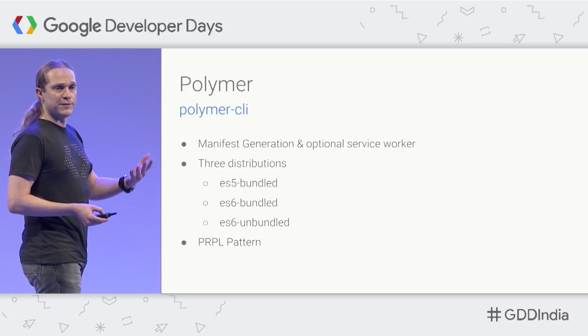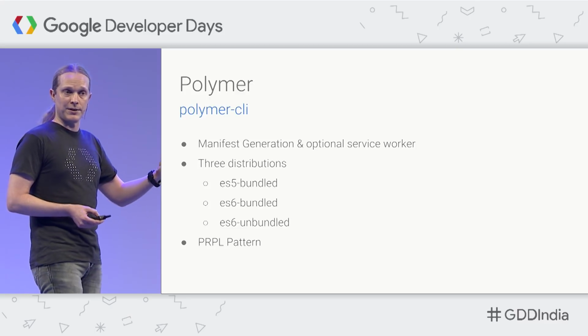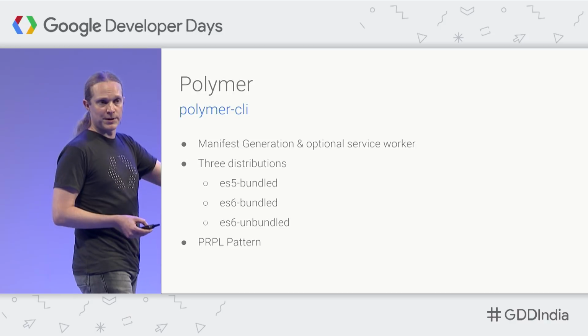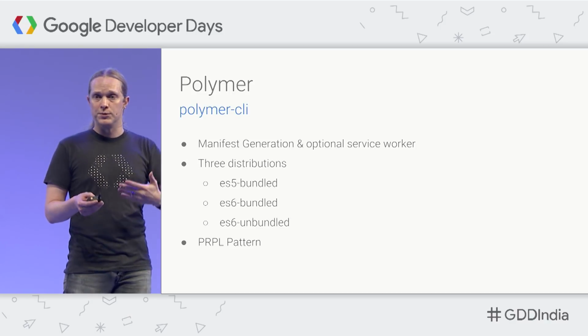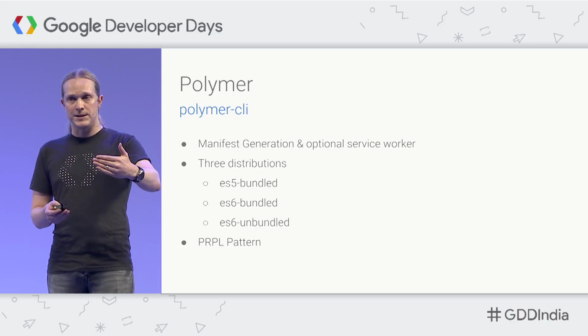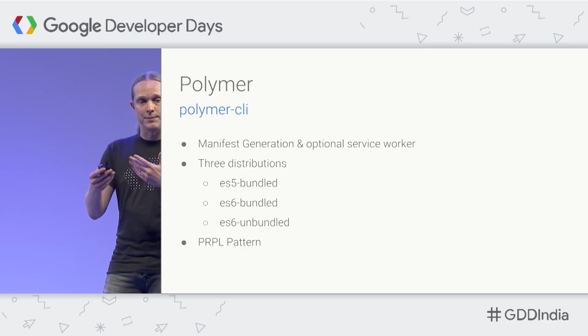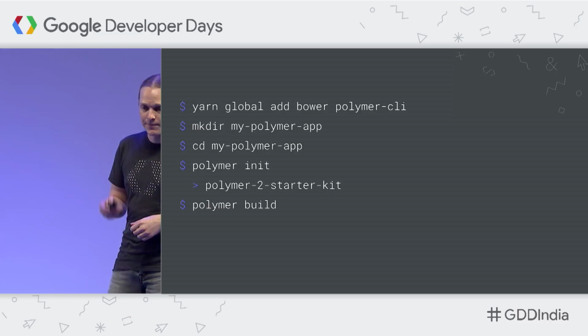Polymer CLI also gives you an implementation of the PRPL pattern out of the box. So there is a server that comes with the Polymer CLI that you can use to serve your content using HTTP/2 push and actually proactively pushing a number of resources to the user.